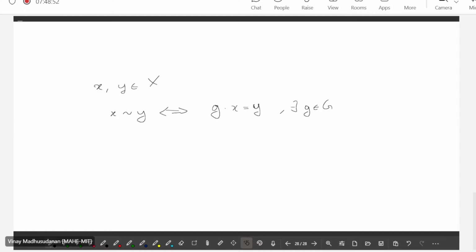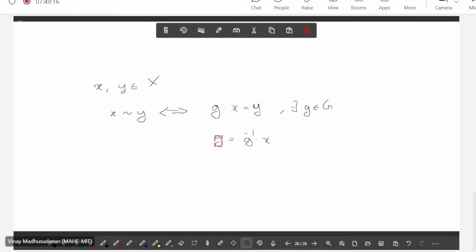That is true. Is it true that if x is related to y, y is related to x? Yeah, because then y is equal to g inverse dot x. How do you know this? Oh, sorry, x equal to... so why is that true?